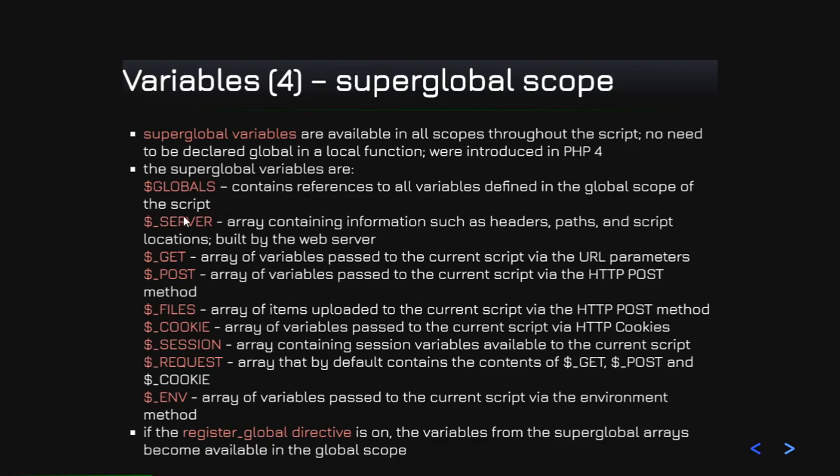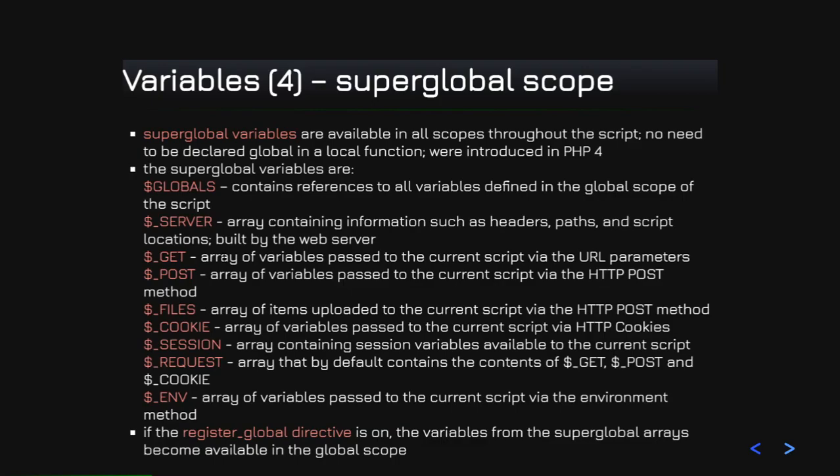We have then this _SERVER superglobal variable, which contains information such as header, paths, and script's location. It is built by the web server. As the browser sends a request to the web server, the web server builds this superglobal variable _SERVER, and it passes it to the PHP interpreter. Also, there are _GET, _POST, _FILES, and _COOKIE, and these are also built by the web server and passed to the PHP interpreter.